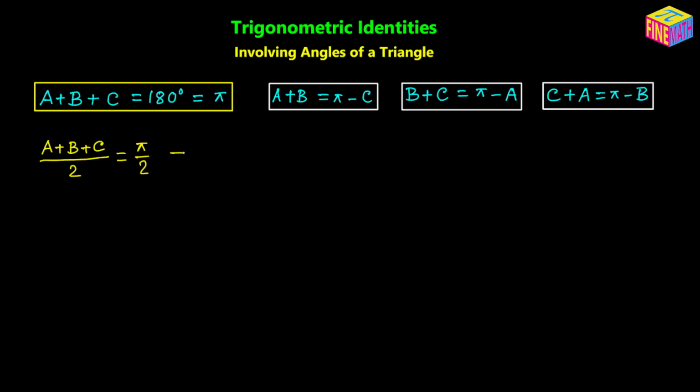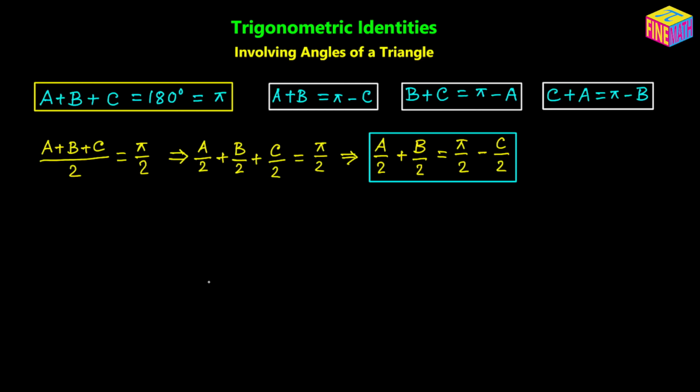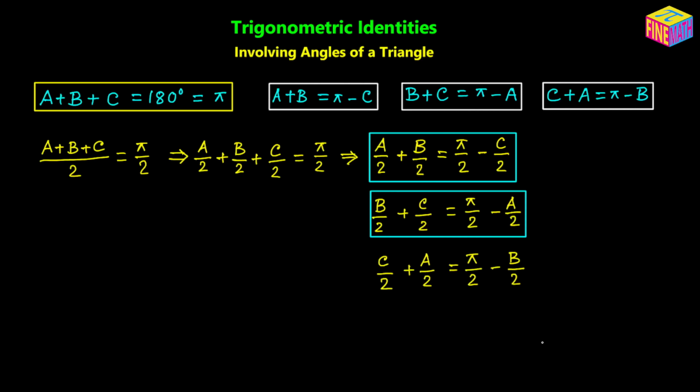And from here, can we write it like this? We can say that A over 2 plus B over 2 plus C over 2 is equal to pi over 2. And from here we can say then A over 2 plus B over 2 will be equal to pi over 2 minus C over 2. And similarly we can say that B over 2 plus C over 2 will be equal to pi over 2 minus A over 2. And similarly we can also say that C over 2 plus A over 2 will be equal to pi over 2 minus B over 2.